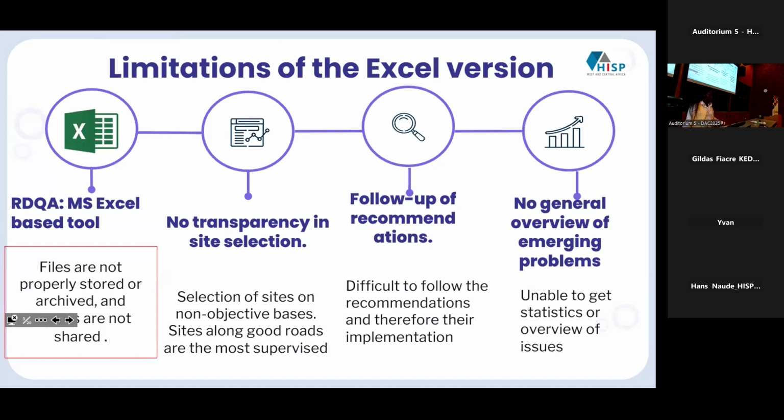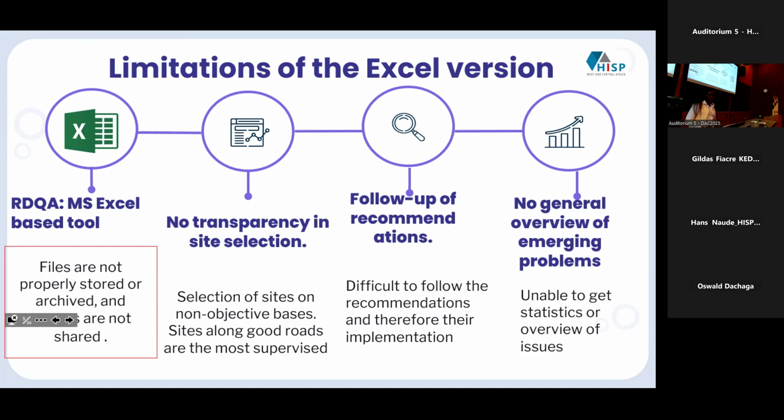So this Excel sheet has some limitations. For example, the file is stored most of the time on one computer, and so it brings a lack of tracking. It is not possible for the ministry to get all those Excel sheets in one place. Also, some sites or health facilities do not get supervision over time, because most of the time people prefer to go where the road is good and where accessibility is easier.